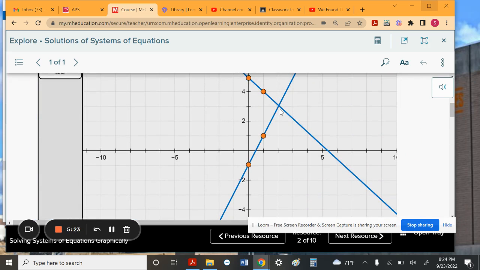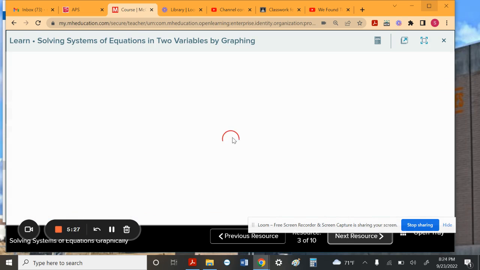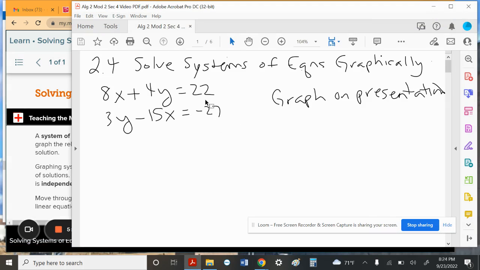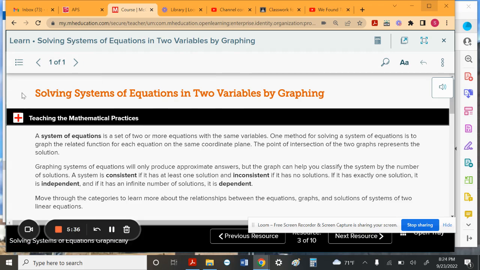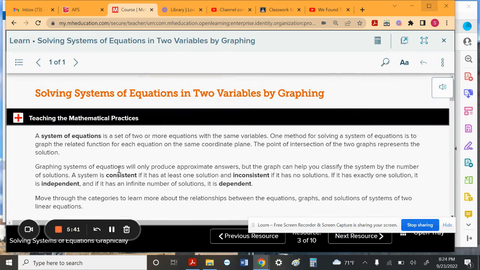It's just the point where those two lines cross. Okay. So now we're going to do our own. So that's the first problem, and the next one. Oh, actually, this is the first one, I think. Grab that. Oh, here we go. So we need to explain this first.